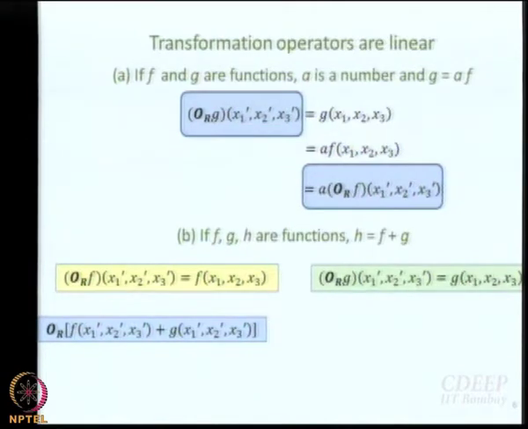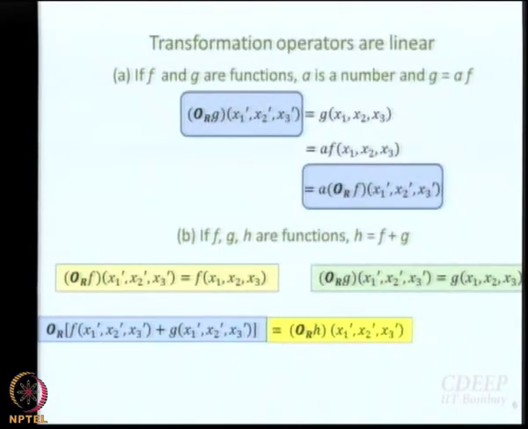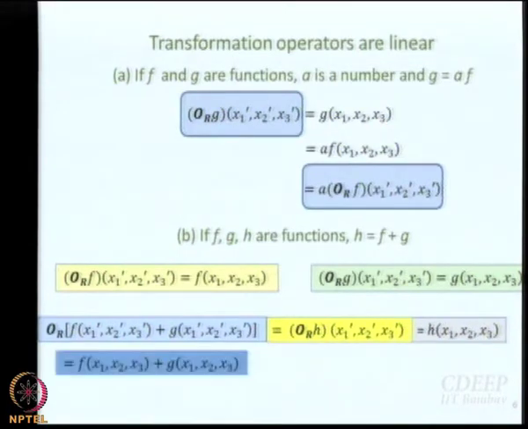So now what do I want to see? I want to see whether O_R of F plus G is equal to O_R F plus O_R G, right. So let me write like this. Is this okay? Is that okay? O_R H in transformed coordinates should be equal to H in the original coordinates. What is H? F plus G in original coordinates. So I will write like this, F in x1, x2, x3 plus G in x1, x2, x3.